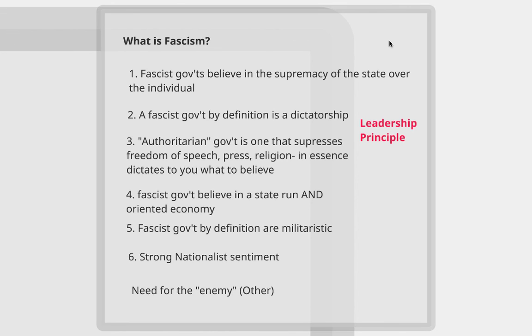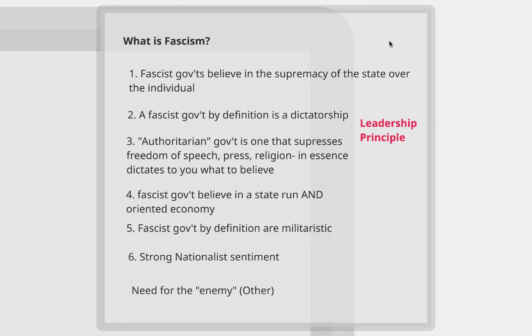Number 3, authoritarian government is one that suppresses freedom of speech, freedom of press, freedom of religion. In essence, it dictates to you what to believe. And so what do I mean by this, right? What does that mean in an authoritarian fascist dictatorship? There is no freedom of speech, press, or religion. Well, basically what happens here is that there's an extreme limitation on the freedom of choice in a fascist government. They essentially tell you what is acceptable, what is not.